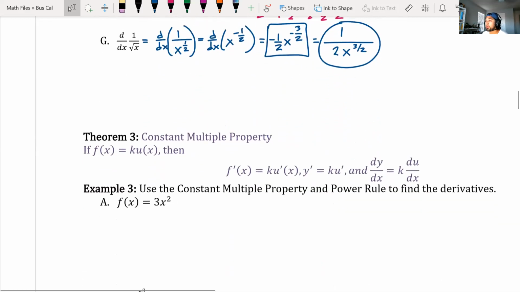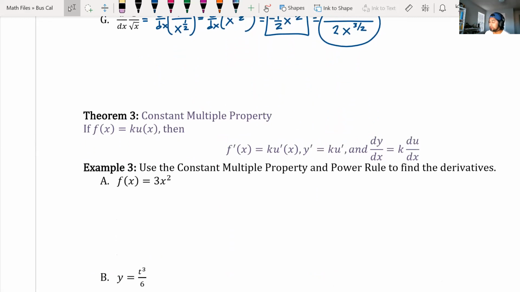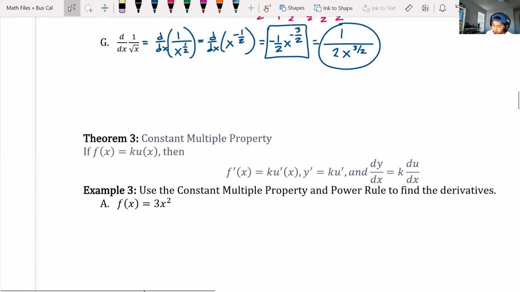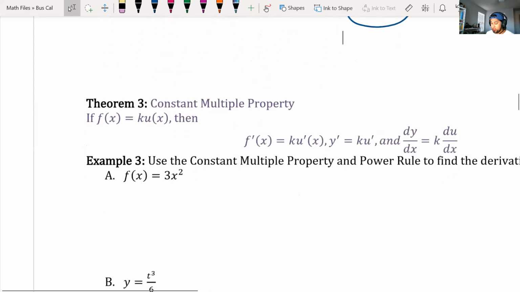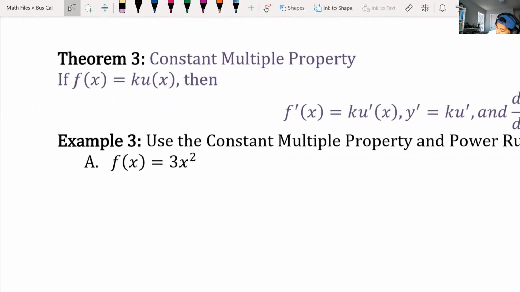Okay. Constant multiple property. All this says is that if there is a coefficient in front of your function, take the derivative of the function and then multiply the coefficient in later. That's all this says. So to give you an example, we can start with f of x equals 3x squared. All this says by the constant multiple property is ignore the 3 for now and just give me the derivative of x squared.